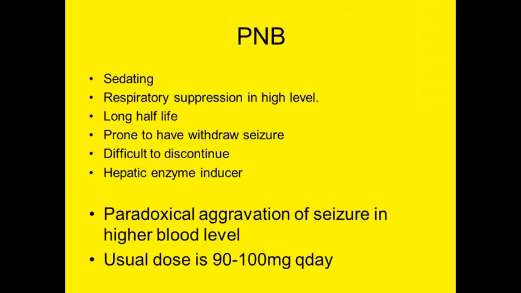Respiratory suppression may be seen at high blood level. It has a long half-life, so it's prone to withdrawal seizure and difficult to discontinue. It's a hepatic enzyme inducer. Not many people know that phenobarbital could paradoxically aggravate seizures at higher blood levels. The usual adult dosage is 90 to 100 mg a day.